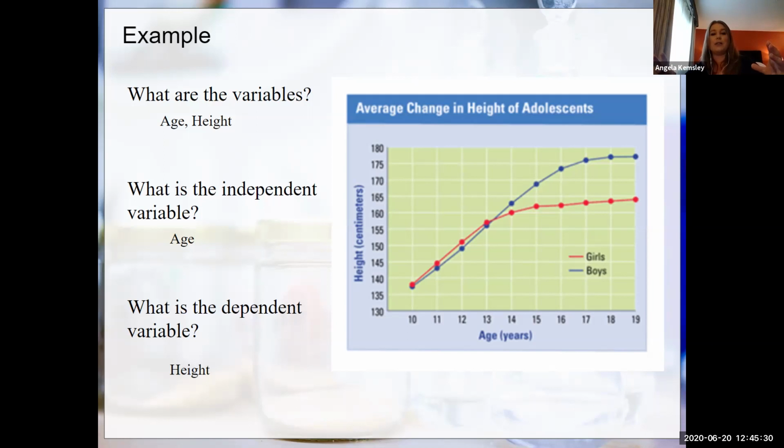Now we're going to cover how to make a good graph in lab, but it's something that is near and dear to my heart. I love a good graph.